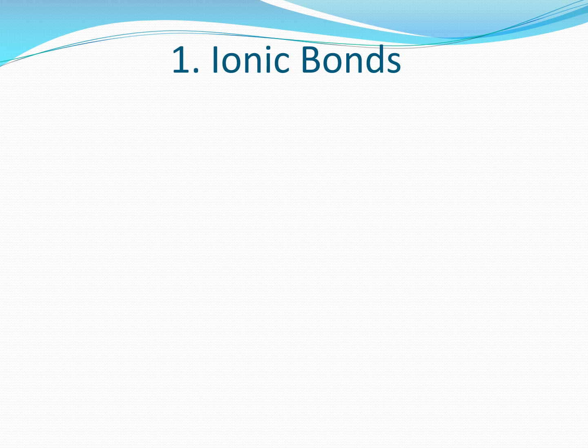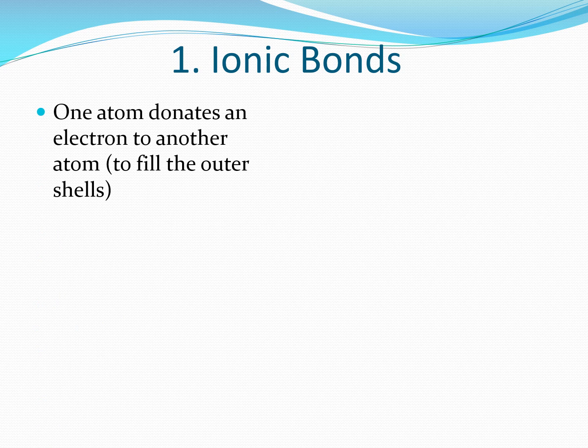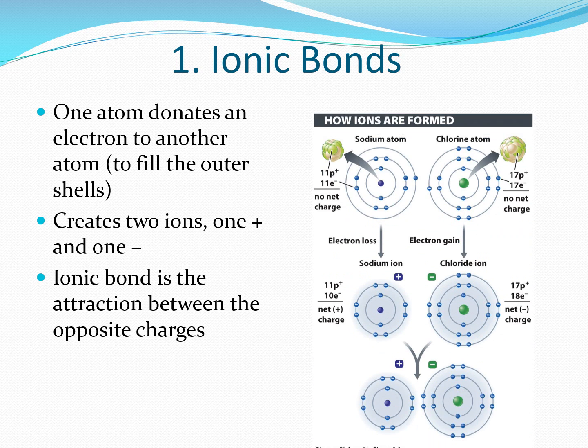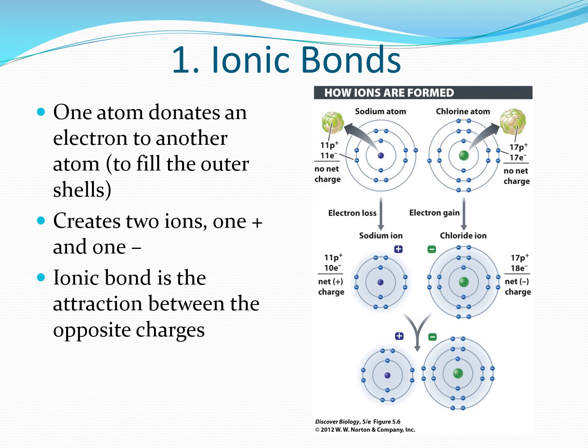This is very different than covalent bonds, which always form bonds between two nonmetals. So you're going to see that in this case, a very important concept here. Ionic bonds are when one element or atom donates an electron to another atom to fill their outer shells. So it creates two ions, one positive and one negative, and these ionic bonds are actually attracting their elements together. You can see this here because the sodium atom is actually giving up one of its electrons, and the chlorine atom is actually gaining one.